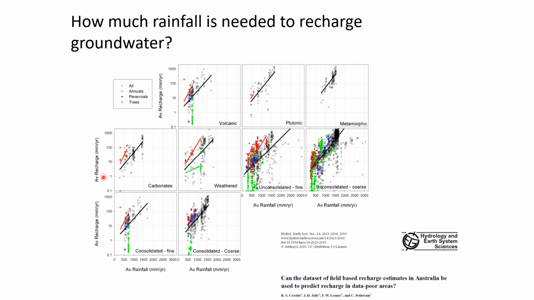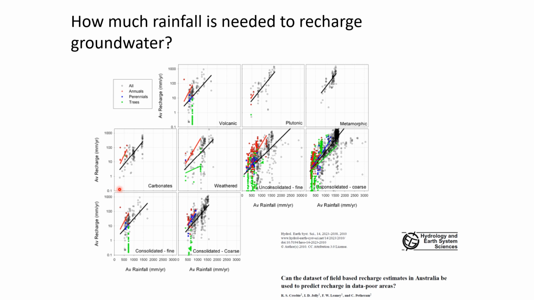So you can see here, this is the average recharge that has been estimated by one of these techniques. And you can see it's on a log scale, and it's in millimeters per year. And this is for Australia. So you can see here that the recharge estimates vary from between about 1 millimeter per year recharge through to about 800 millimeters per year. And on the x-axis, the horizontal axis, is the average rainfall in millimeters per year.